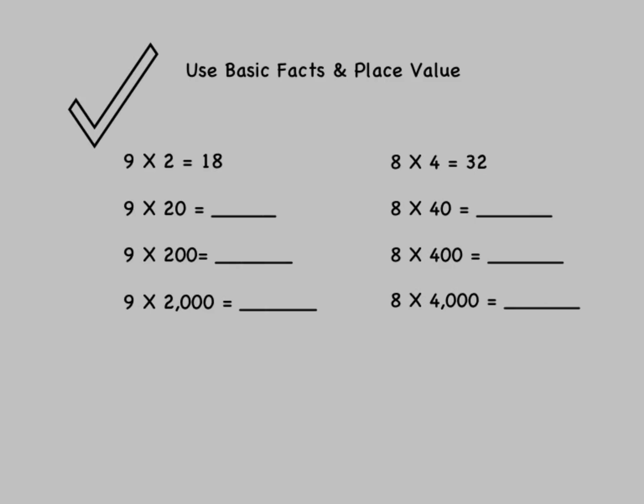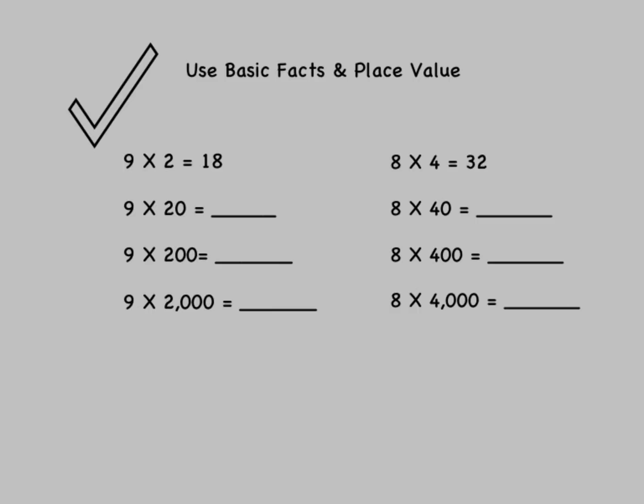The first few problems we're going to take a look at tonight are actually not in our Go Math book, but we're going to take a look at how we use basic facts and place value to solve multiplication problems. The first basic fact we're going to take a look at is 9 times 2, and I know that that equals 18.